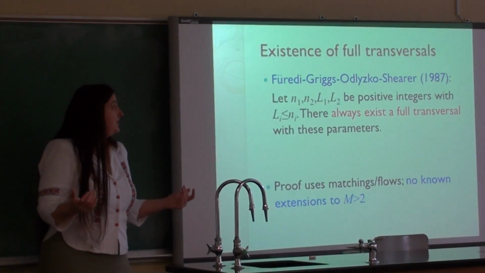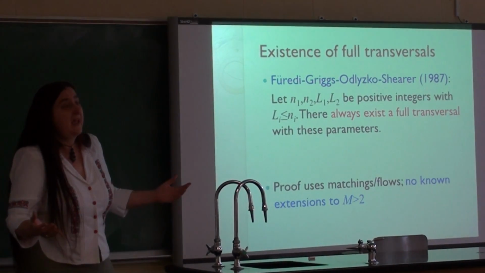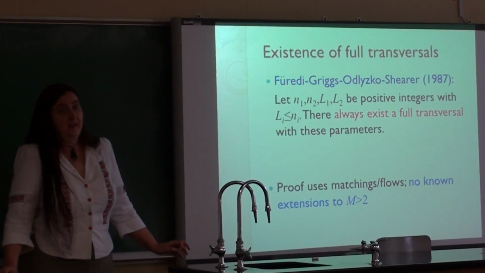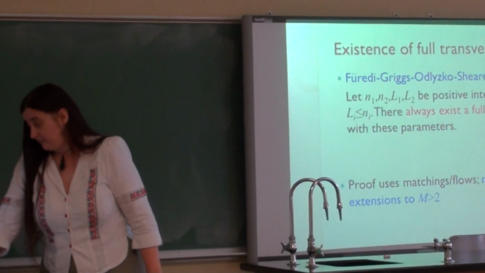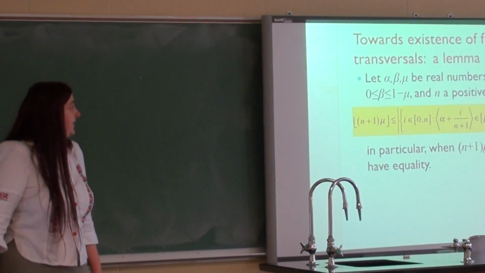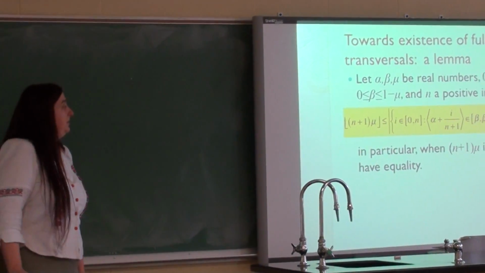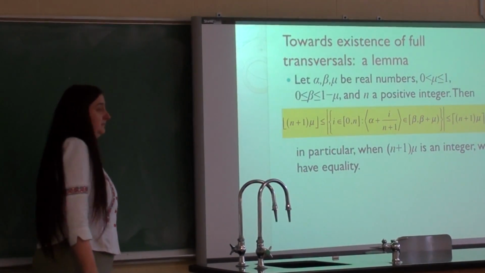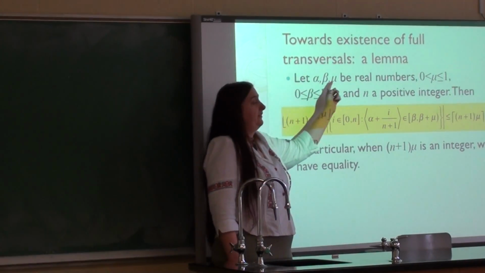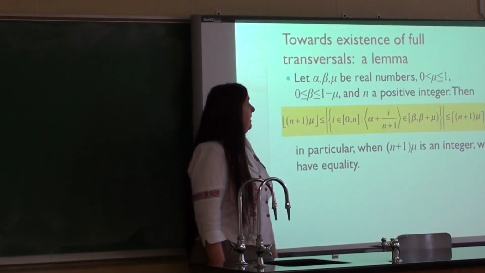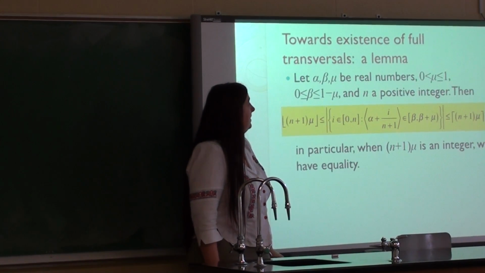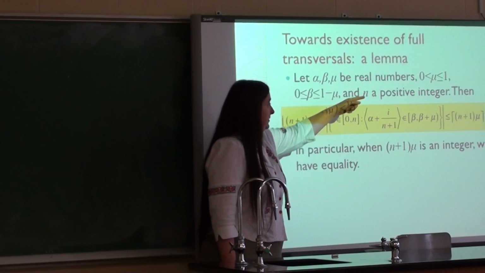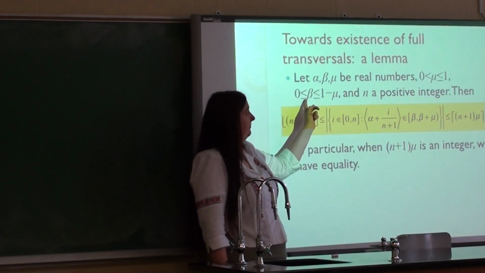So the question was still open. If you have an m-dimensional array with the parameters given, can you always make a full transversal? So that's what I'm going to talk about first. I'm going to tell you I have one, and I will actually prove it. Pick your favorite real numbers. These are alpha, beta, and mu. Anything. I'm going to give you some conditions here. Beta and mu have to be non-negative. Mu has to be positive, beta can be 0.